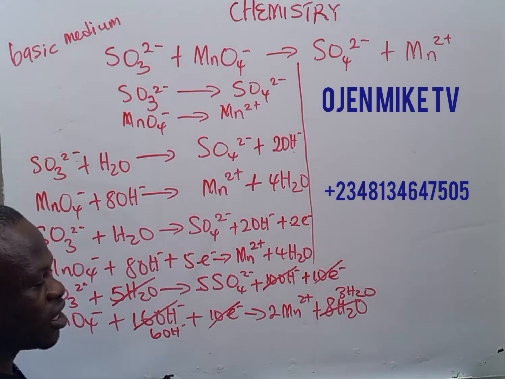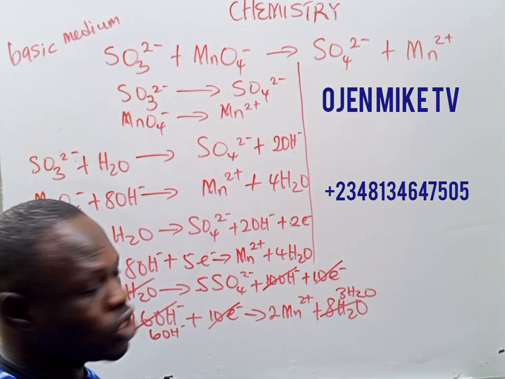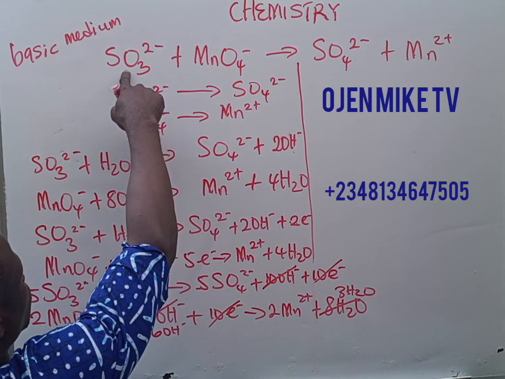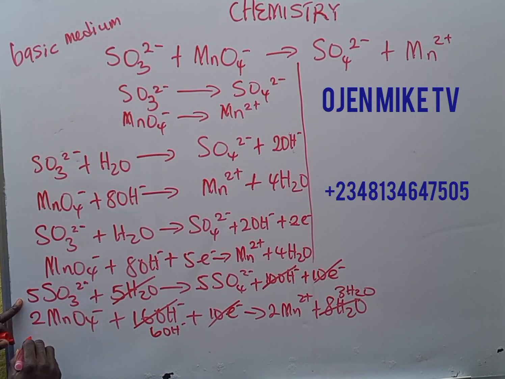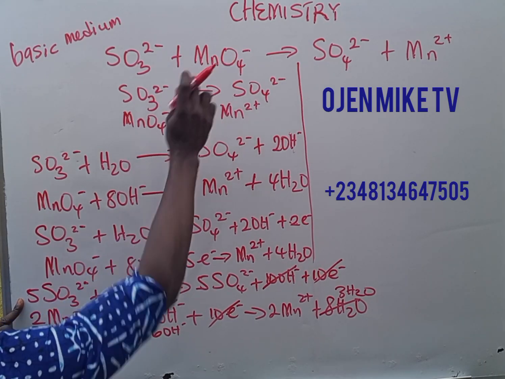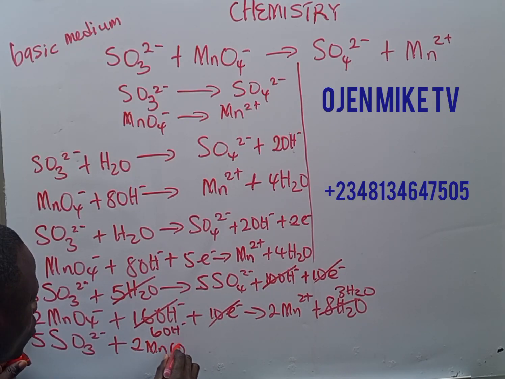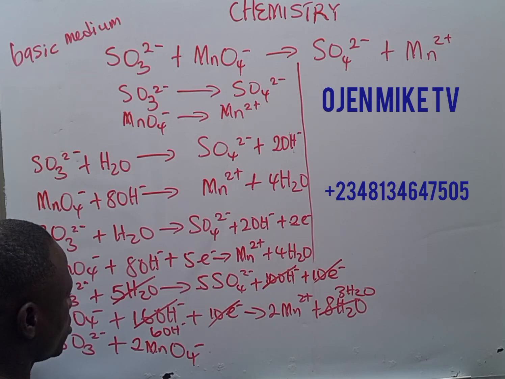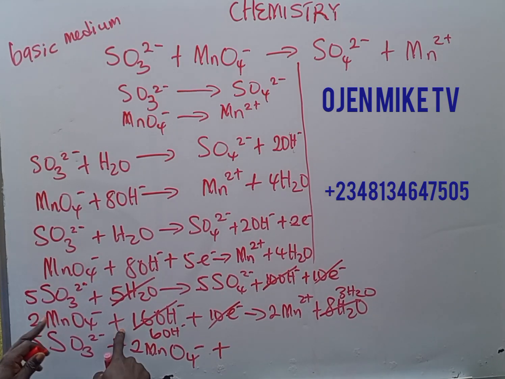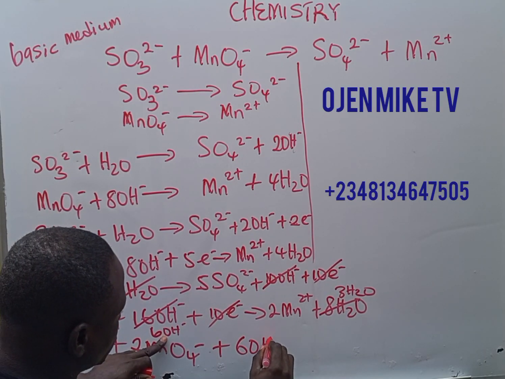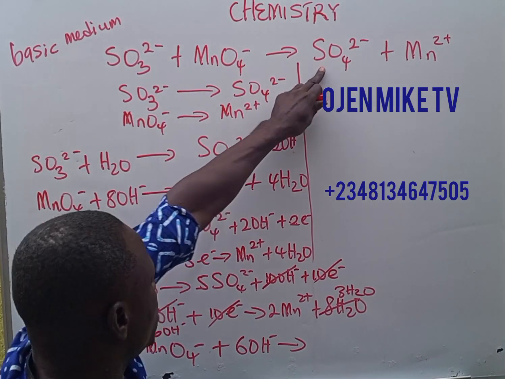Which other thing are left? Nothing. You get that? So the next thing is just to rearrange your equation. How do you rearrange that? You take from the first one here. The first one here is what? This one. So you have 5 SO3 2 minus plus you have this one. Look at the product here. You have 2 MnO4 minus plus, after this one, what else? Nothing here, but we have 6 OH minus. We react to give you the first one here. You have what?